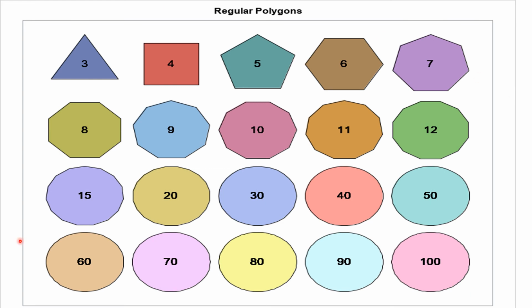So we have the following figures for polygon. We have 3 sides for triangle. 4 sides, we have quadrilateral. 5 sides, we have pentagon. 6 sides, we have hexagon. 7 sides, we have heptagon. 8 sides, we have octagon. 9 sides, we have nonagon or enneagon. 10 sides, we have decagon. 11 sides, we have undecagon. And 12 sides, we have dodecagon and the others.